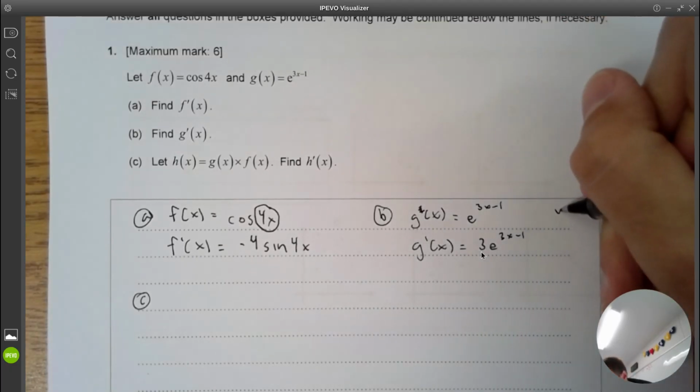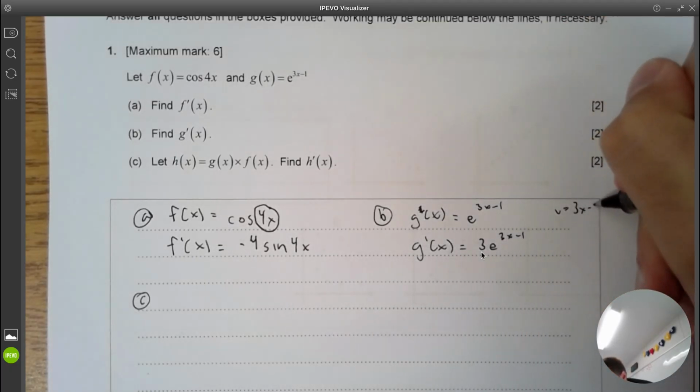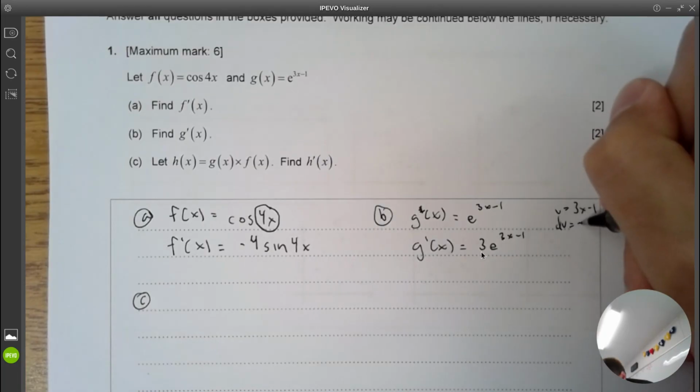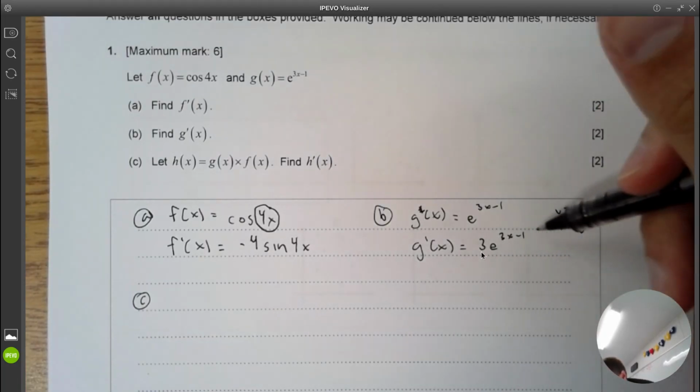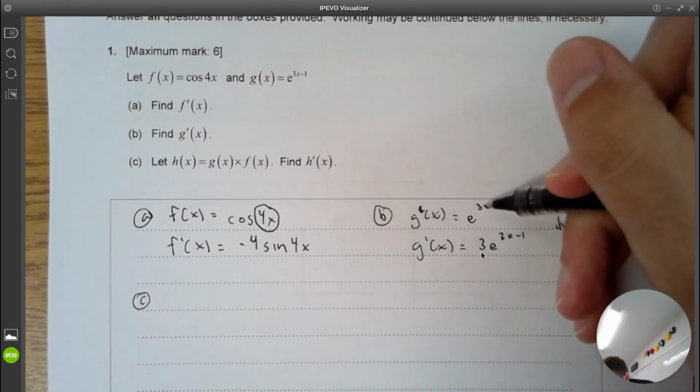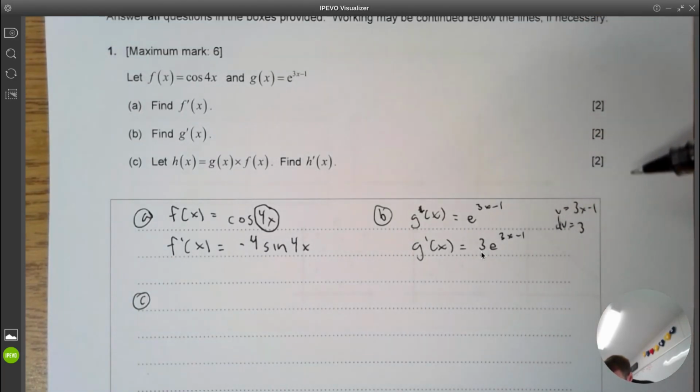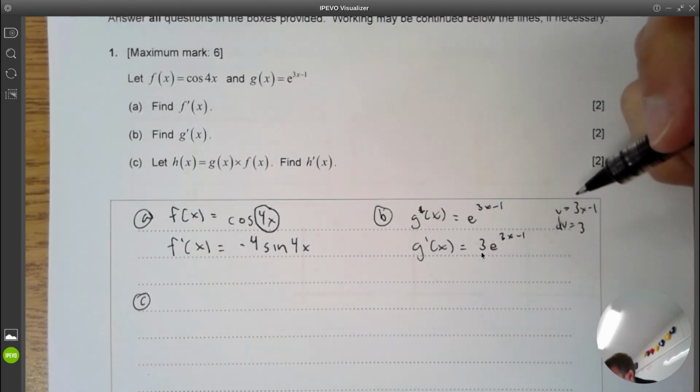Again, you could use u substitution. u equals 3x minus 1, du equals 3, and then do your whole swapping where then we write e to the power of u, and I think we'll be okay.